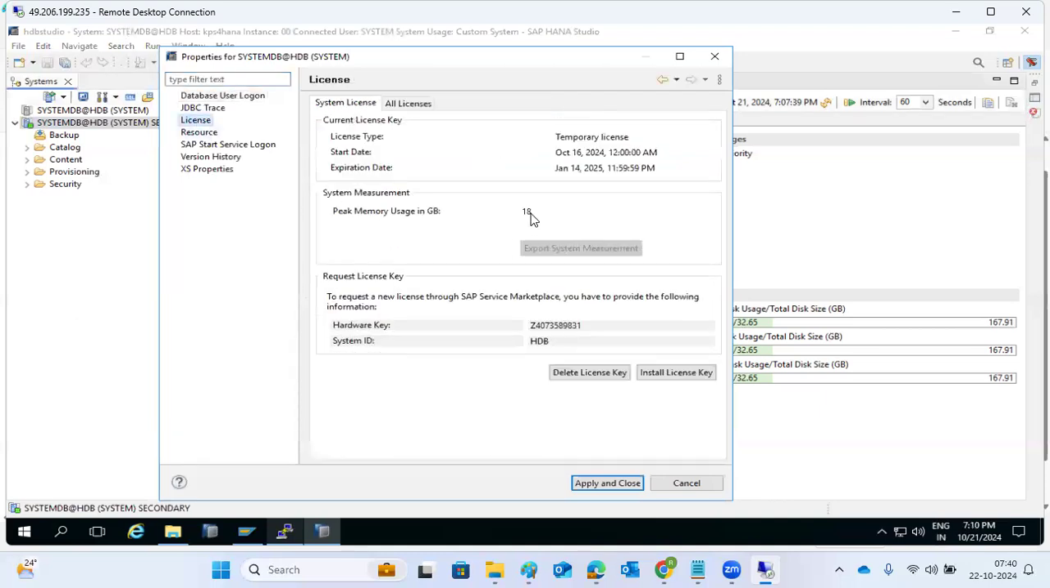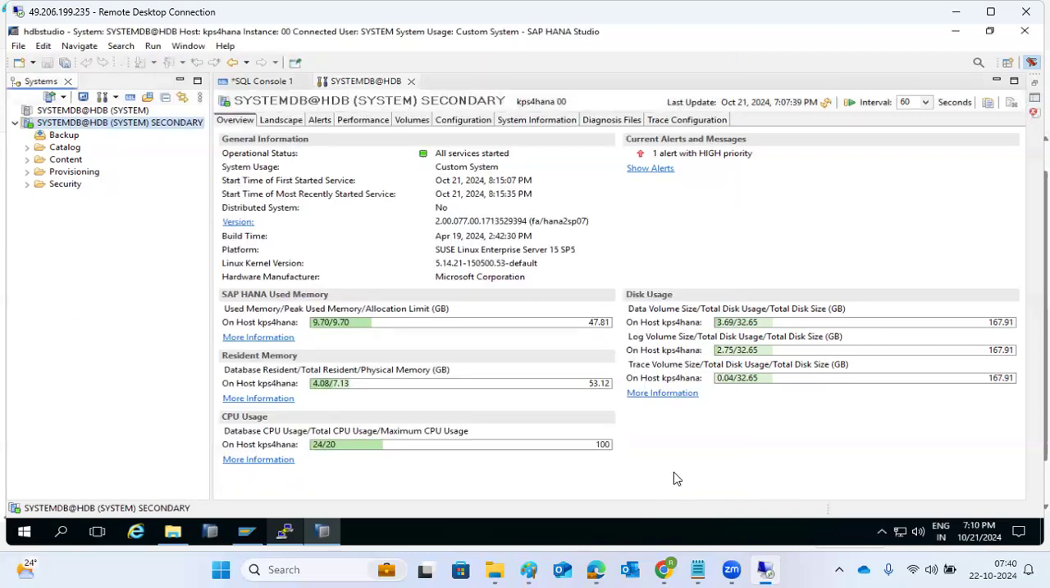OS data is separate, means the OS resident memory is separate. That won't be calculated. HANA OS memory, it won't calculate here.